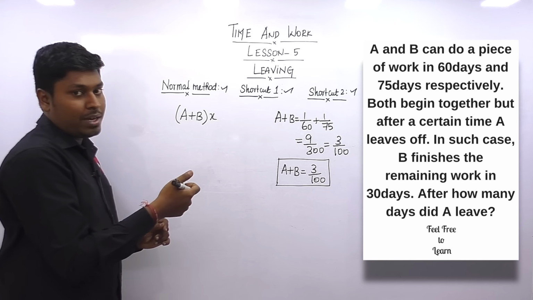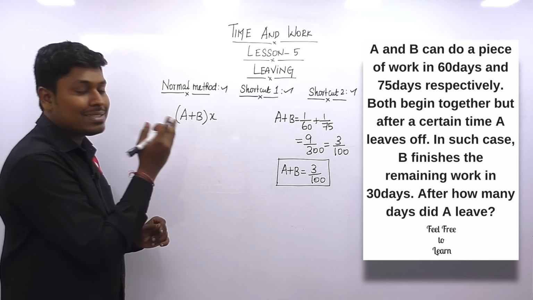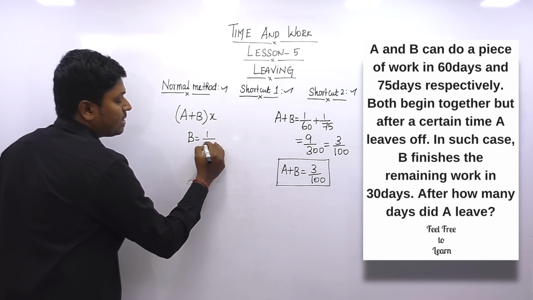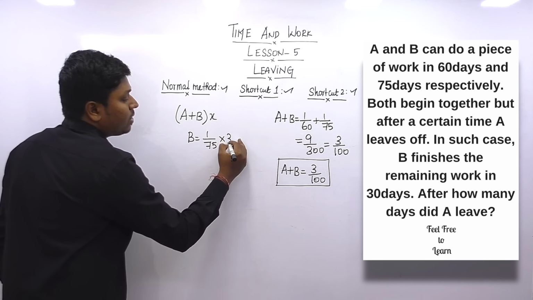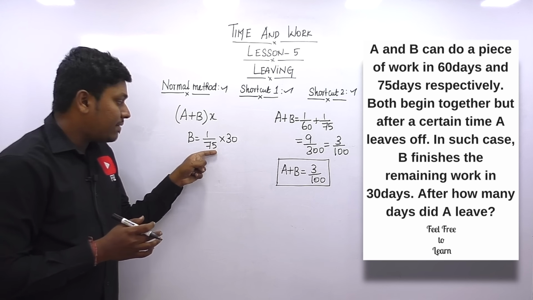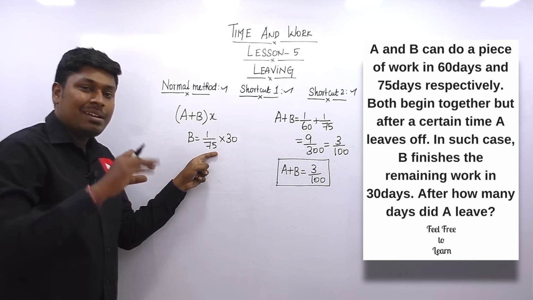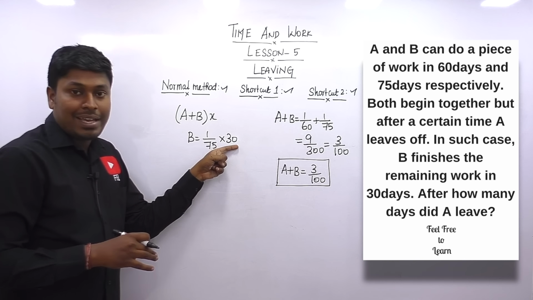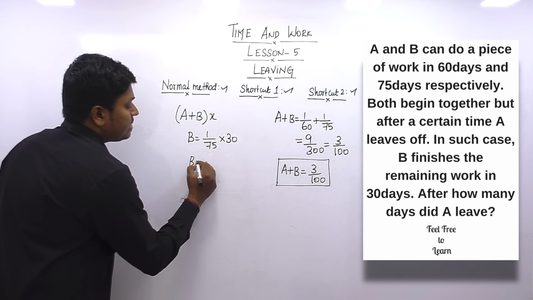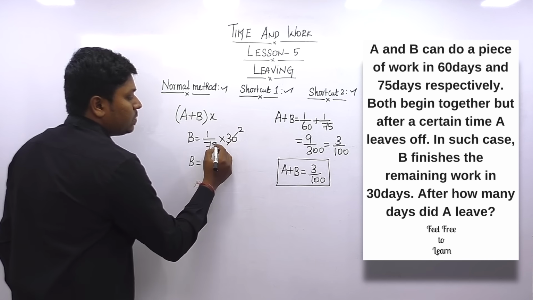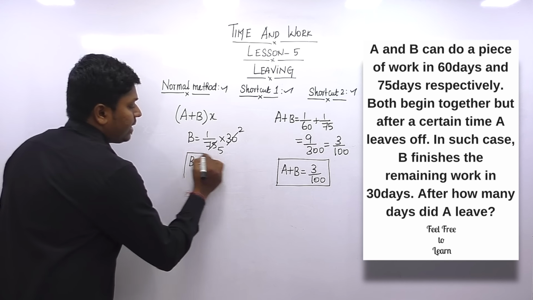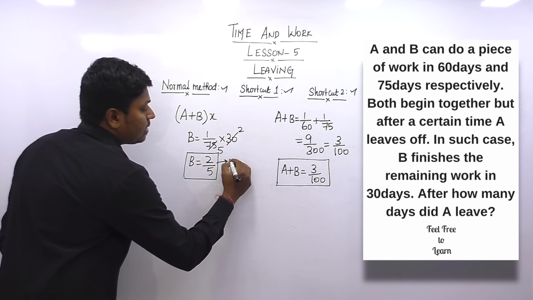And the remaining work was done by B in how many days? 30 days. So we know that B's one day work will be 1 by 75. And B worked for 30 days. Friends, listen carefully. B can complete a piece of work in 75 days, and B completes some of the work in 30 days. So we can say 1 by 75 into 30. When you cancel, 15 and 15, 5. So 2 by 5. So finally we can say that the remaining work is 2 by 5.